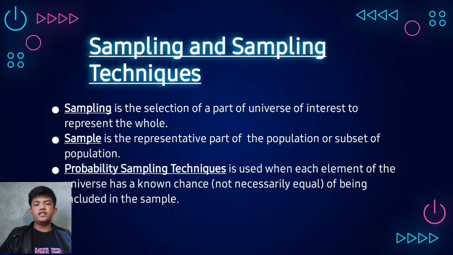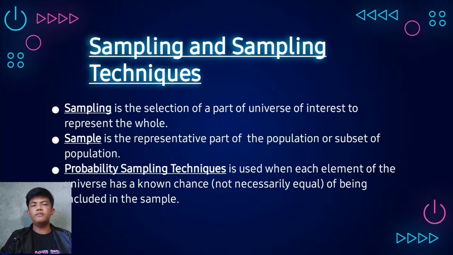Sampling and sampling techniques. Okay, who among you knows about sampling? Okay, what first comes to your mind when you hear the word sampling? Sampling is the selection of the part of the universe of interest that represents the whole. Sample is a representative part of the population or subset of population, meaning if the population is the whole data, the sample is only the part of the population or the data.